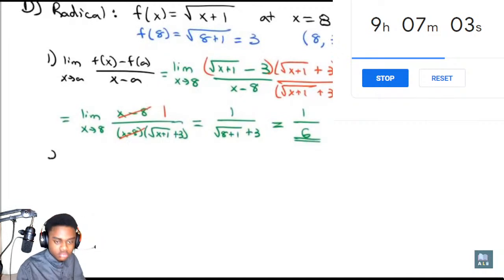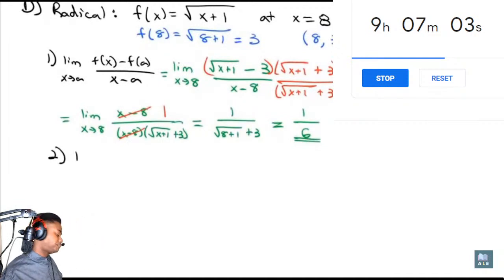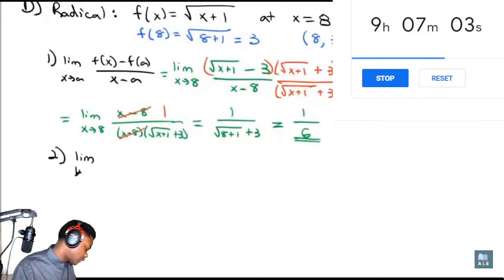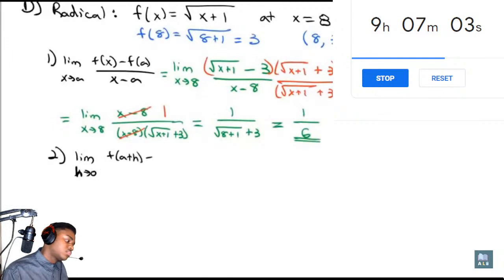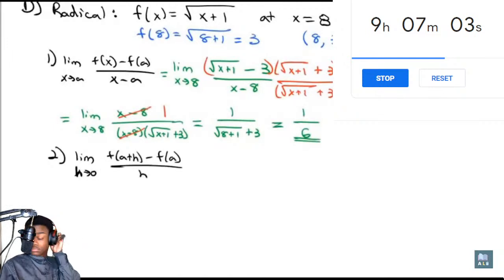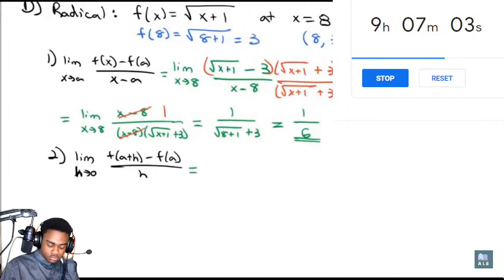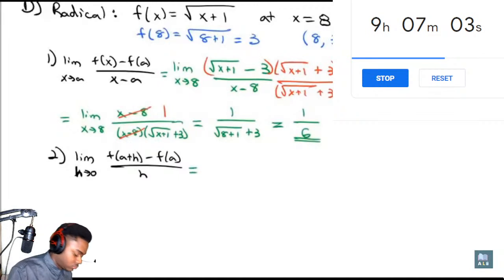Now, just to practice the other definition as well, we've got the limit as h approaches 0 of f of a plus h minus f of a all over h. I like writing it every time until you get this ingrained in your head. It's an important formula to know for the rest of this unit and beyond.